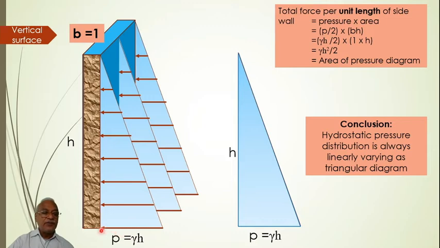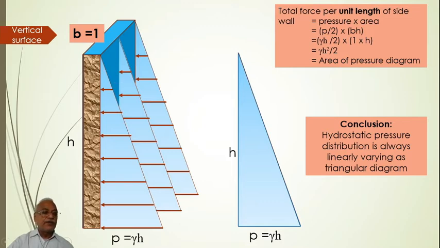So average pressure will be the P at the bottom, the 0 at the top. So (P plus 0) by 2, that is P by 2, is the average pressure acting. So P by 2 multiplied by B into H. But P is given by gamma into H, because gamma is the specific weight of the liquid, right?